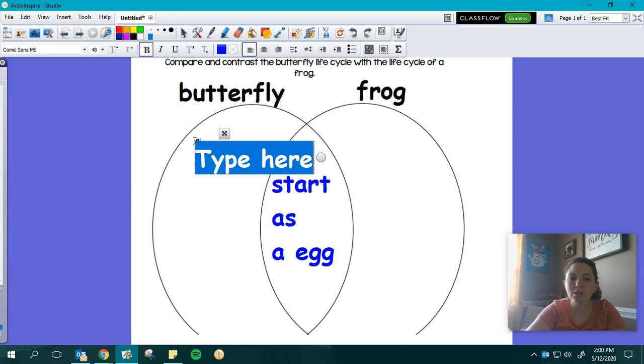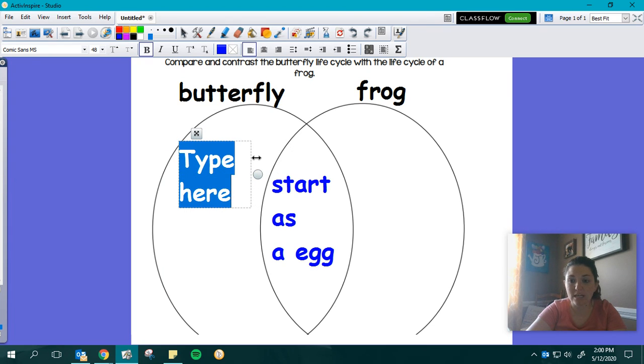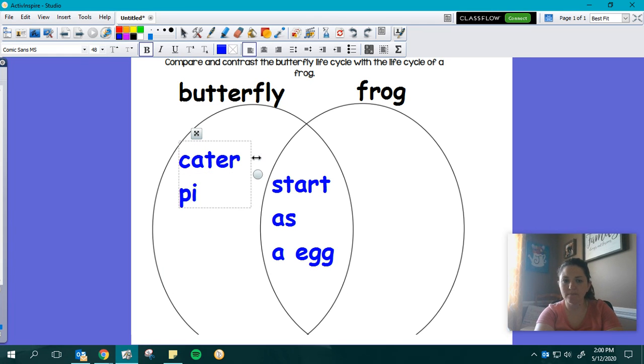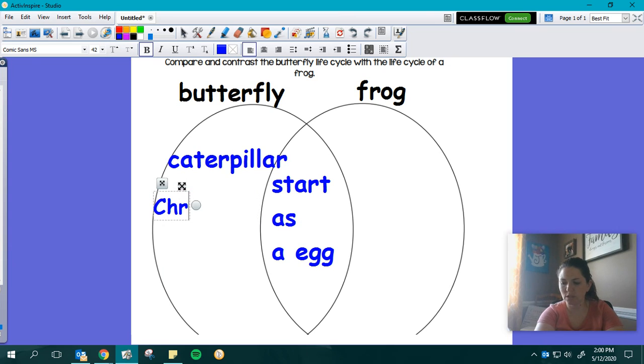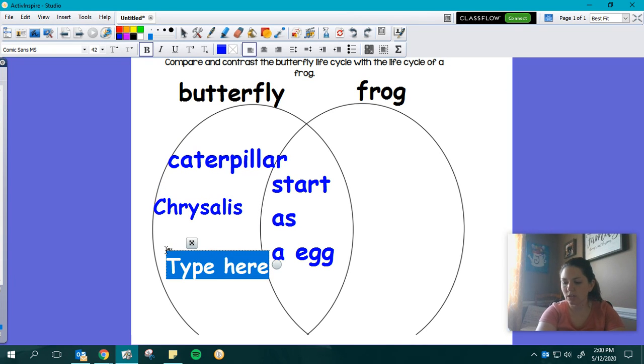So now under butterfly, I'm going to list my other ones and double check myself to see if there's any others that line up. So after a butterfly is an egg, it goes into a caterpillar. Then after the caterpillar, it goes to a chrysalis. And after a chrysalis, it goes to an adult butterfly.